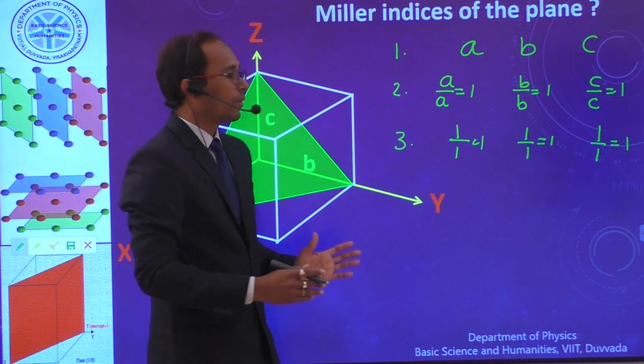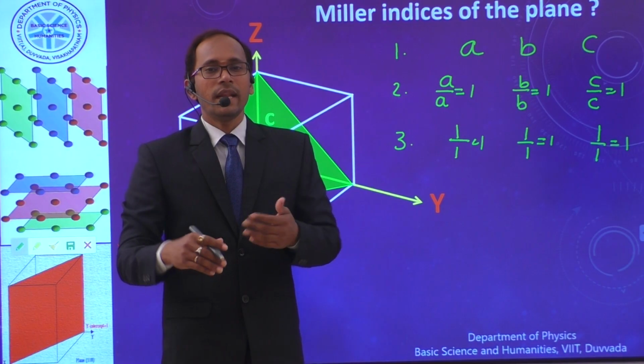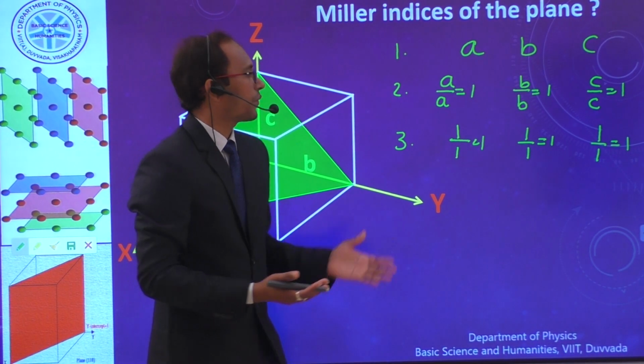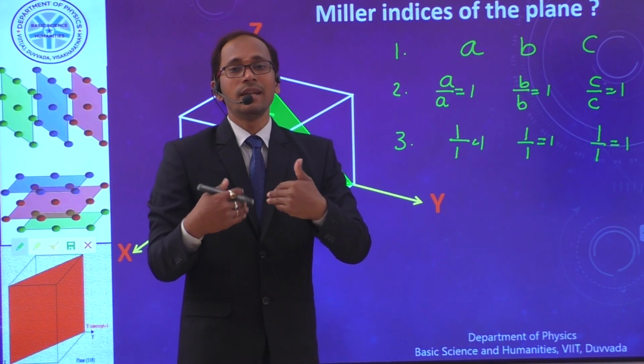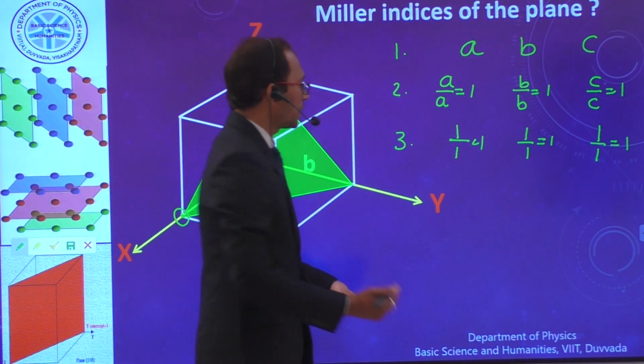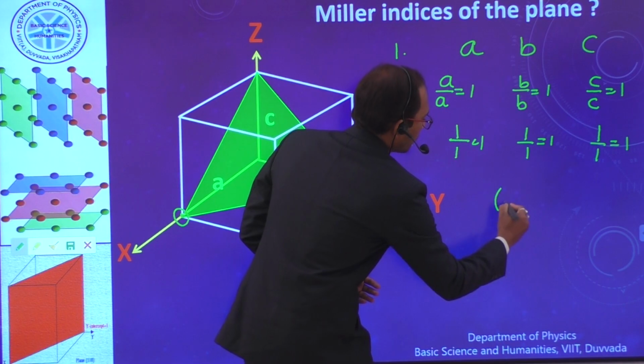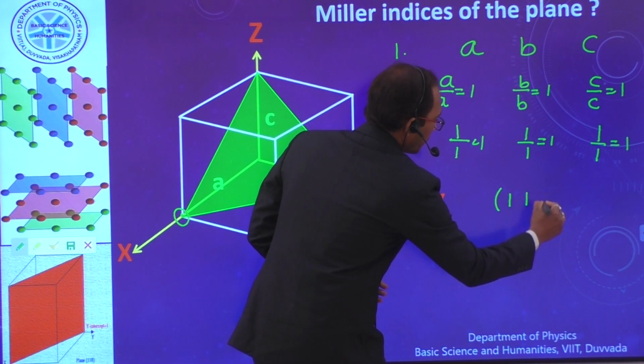Now what is step 4? You have to take the LCM. You take the LCM if there is a fraction. Here there are no fractions, 1, 1, 1 is clear. So you need not go for the LCM. You keep that, the left-outs 1, 1, 1, in a bracket.